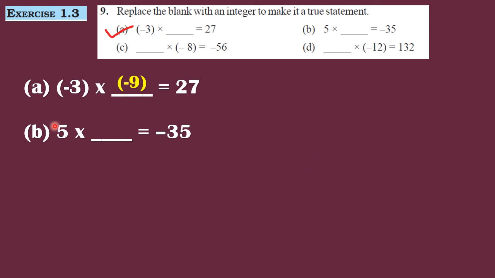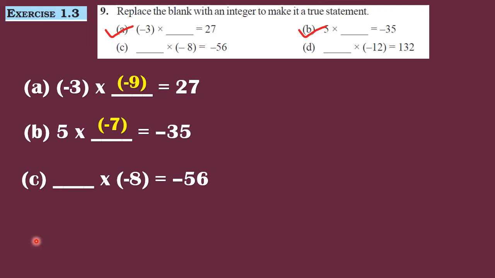Now the second one, 5 into blank equals negative 35. Here 5 is positive, but the product is negative. So positive into negative will become negative. So what should come here? Yes, negative 7. Now C. Blank into minus 8 equals minus 56. So here it is negative 8 and the product is negative. So negative into positive should be negative. So here it should be positive. So 8 into which number gives 56? 7. So it is positive 7, so that positive into negative, the product will be negative.